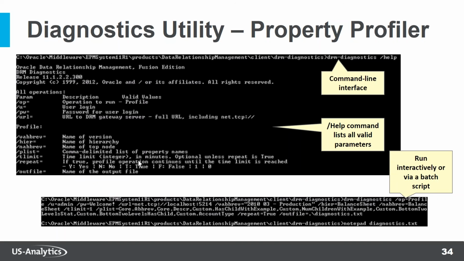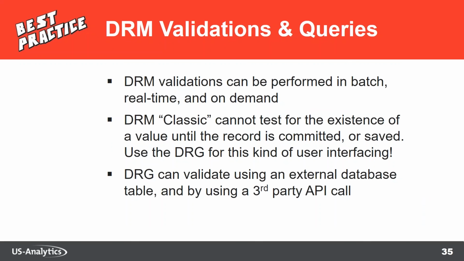Take a look. A lot of you may not know it, but there is a diagnostics utility provided on the application server when you install DRM. It's a property profiler, and with this command line interface, or even through a batch process, you can run it and see how long it's taking to do what it's doing, and do some of these checks and see what the performance looks like. And you can test me too. Try some of these hash child with open close paren and a big hierarchy structure, and you'll see what I'm talking about. Anyway, I just wanted to bring that up.